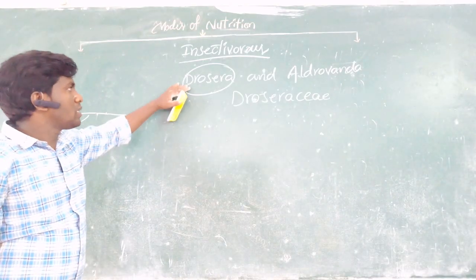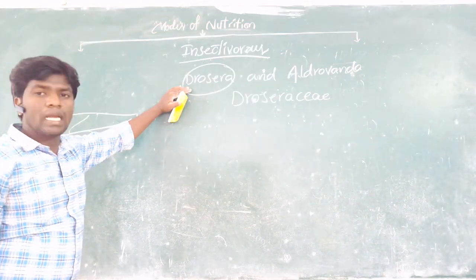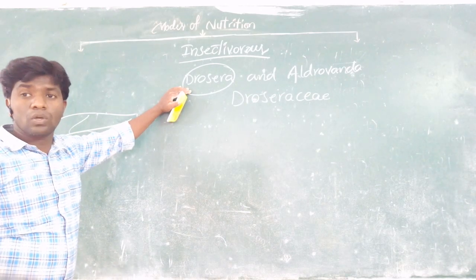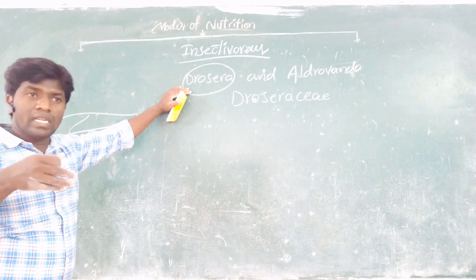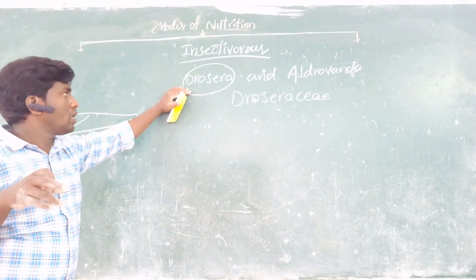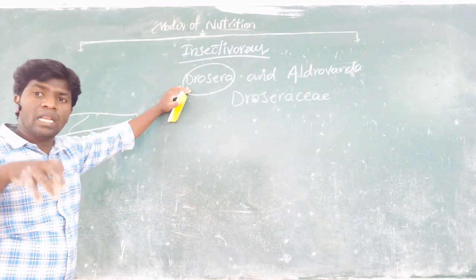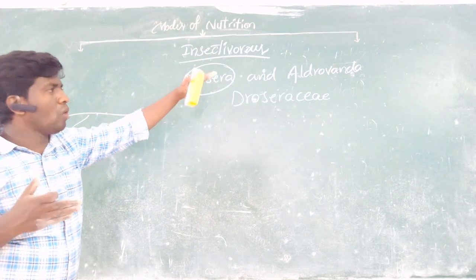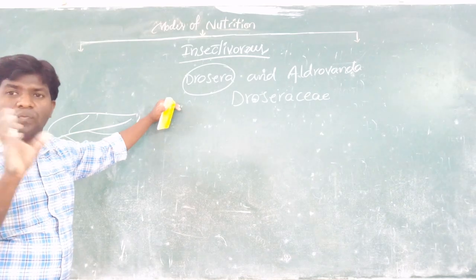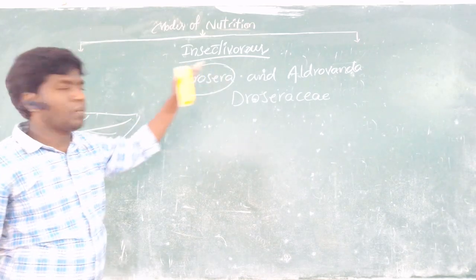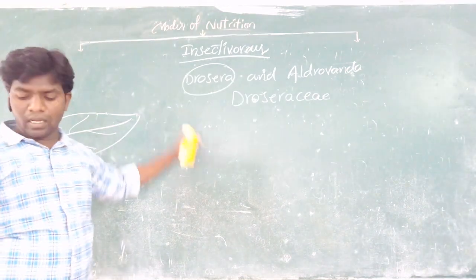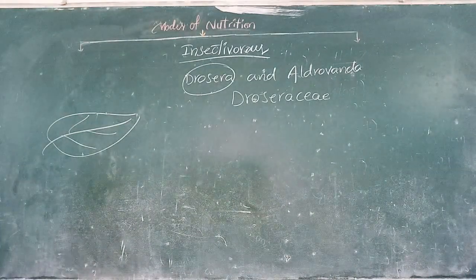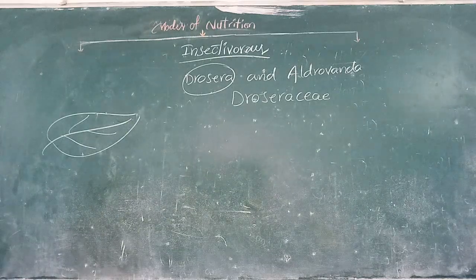Why are we calling the Drosera plant Sundew? These plants inhabit wet, infertile soils and marshy lands. At the same time, Aldrovanda is a free-floating aquatic plant, mostly found in India. Aldrovanda is a free-floating, rootless plant.